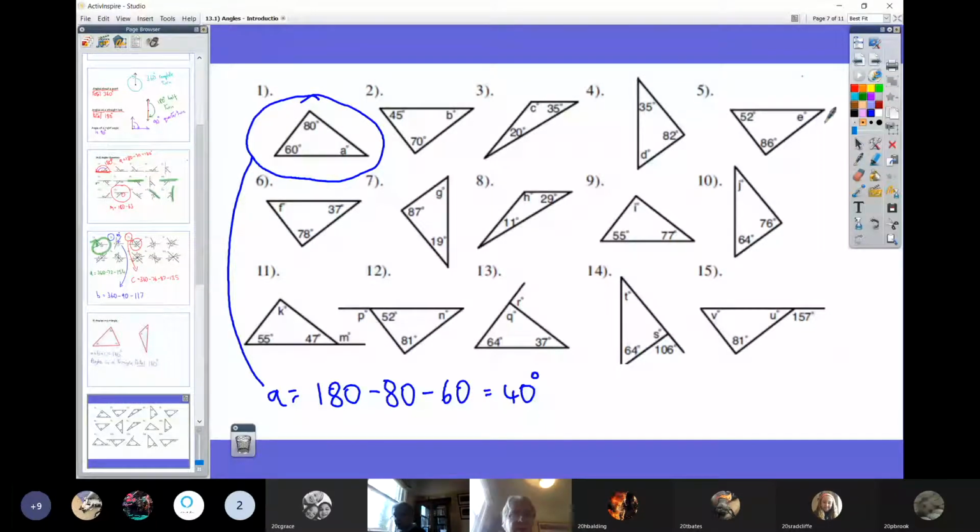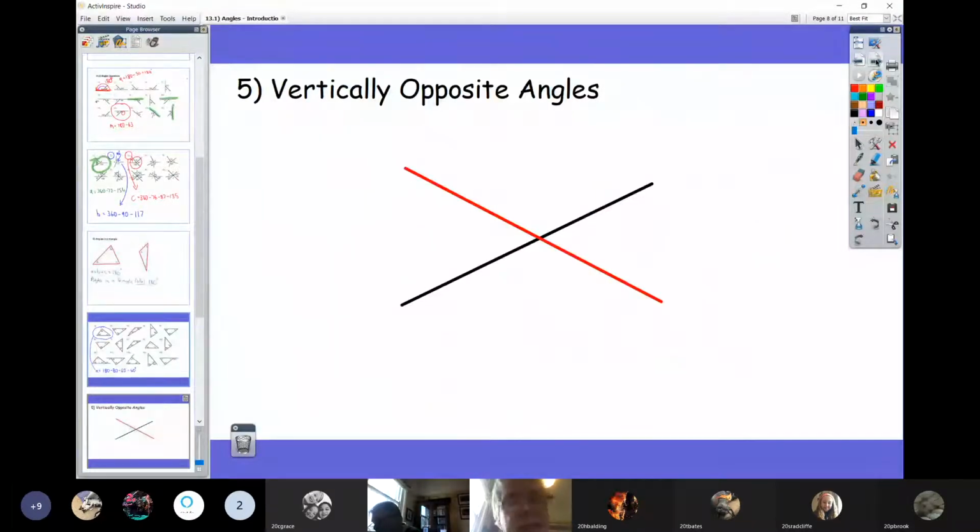Okay, now another rule, vertically opposite angles. So say this angle here was, say, 50 degrees. That opposite angle over there will also be 50 degrees. So not the angle next to it, the angle opposite it. So that's just another tool you've got to be aware of.